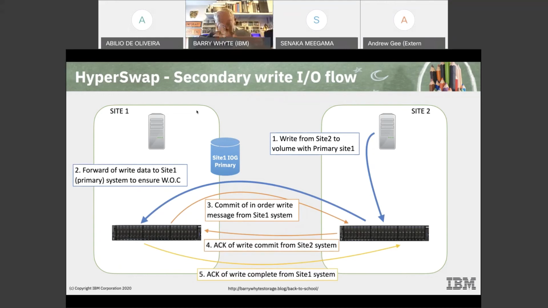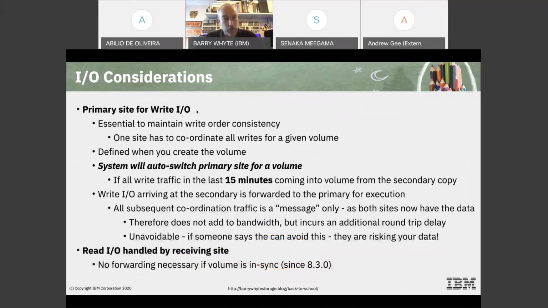Finally, we will acknowledge back, because obviously the write came in at site 2, so we have to complete the write at site 2 to say, yes, that's come in, it's gone across there, and then we acknowledge it back up to the host again. So there's that extra round trip that has to happen when it comes in at the secondary. So in most cases, it's going to come in at the primary. So, a summary of all of that.